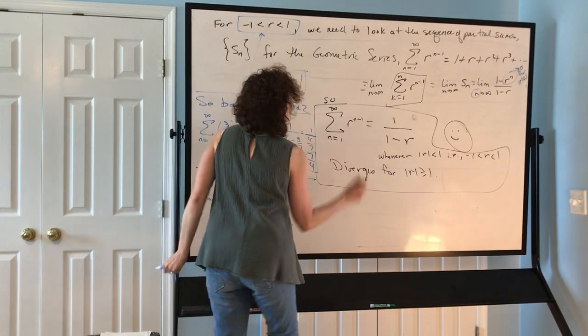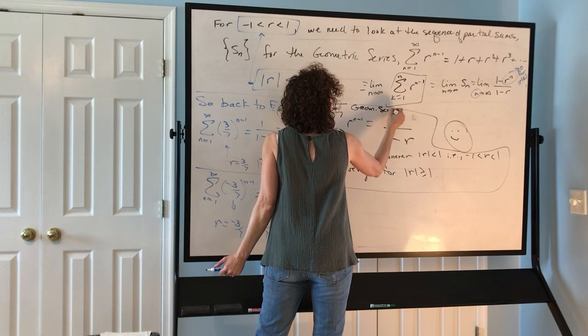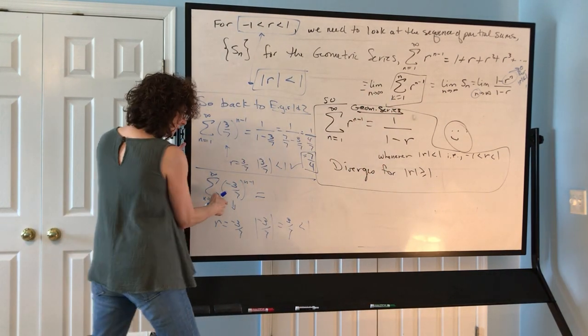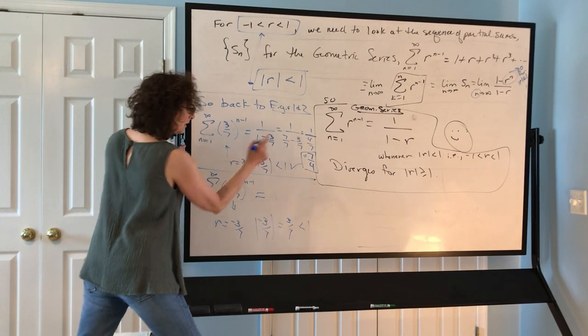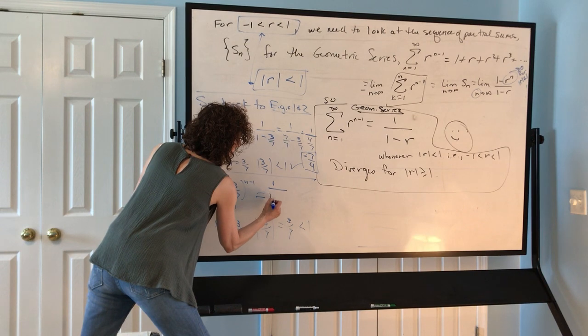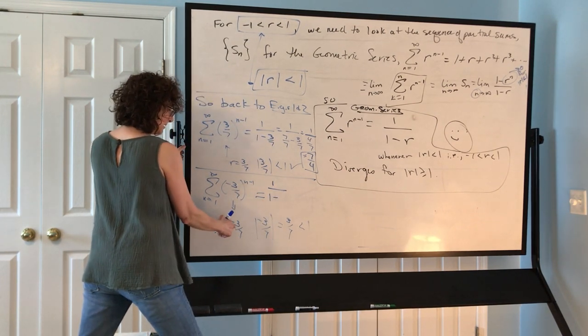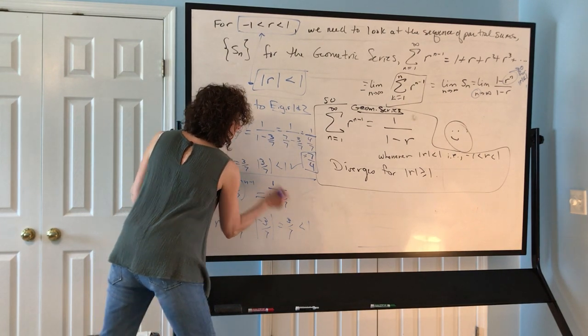This is a geometric series, right? So what do I know? Not only do I know that this series converges, I know that it converges to what? 1 over 1 minus r, right? What was r? Negative 3/7. So what is minus negative 3/7? Plus 3/7, right? 1 minus r.